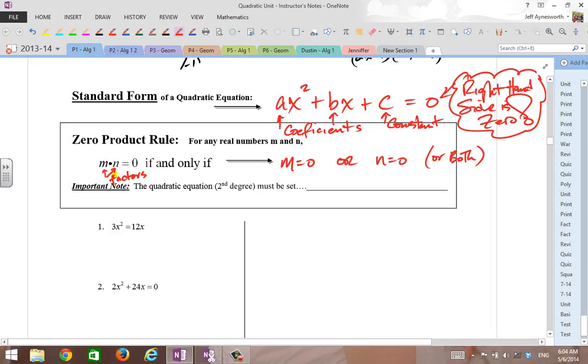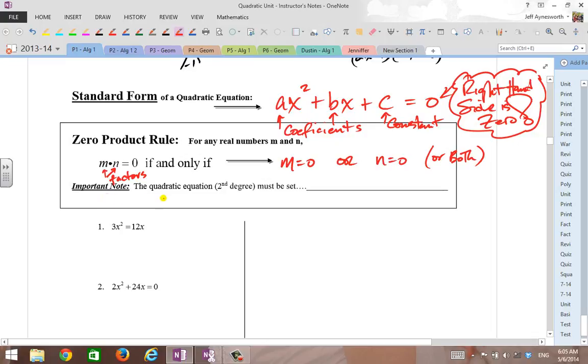We know that anything times 0 is 0, and that's why this is true. Either the first factor has to be 0 or the second factor has to be 0 for the product to be equal to 0. Why? Because anything times 0 is 0. You got to know that, all right? So if you have a product equal to 0, which is called a zero product, one of those has to be 0 for that to be true.